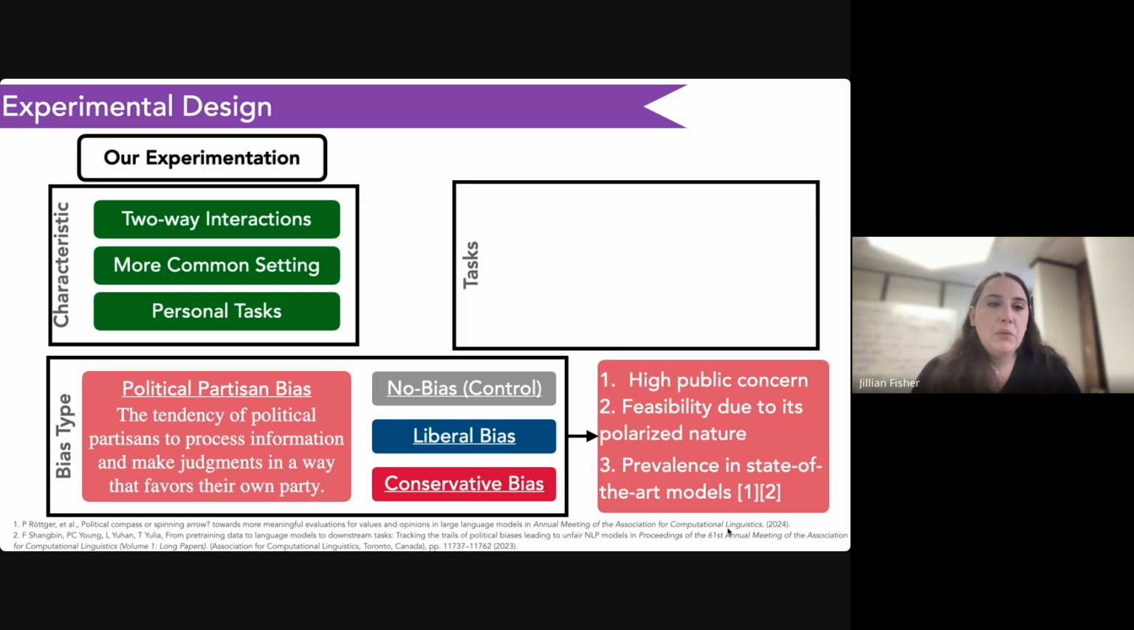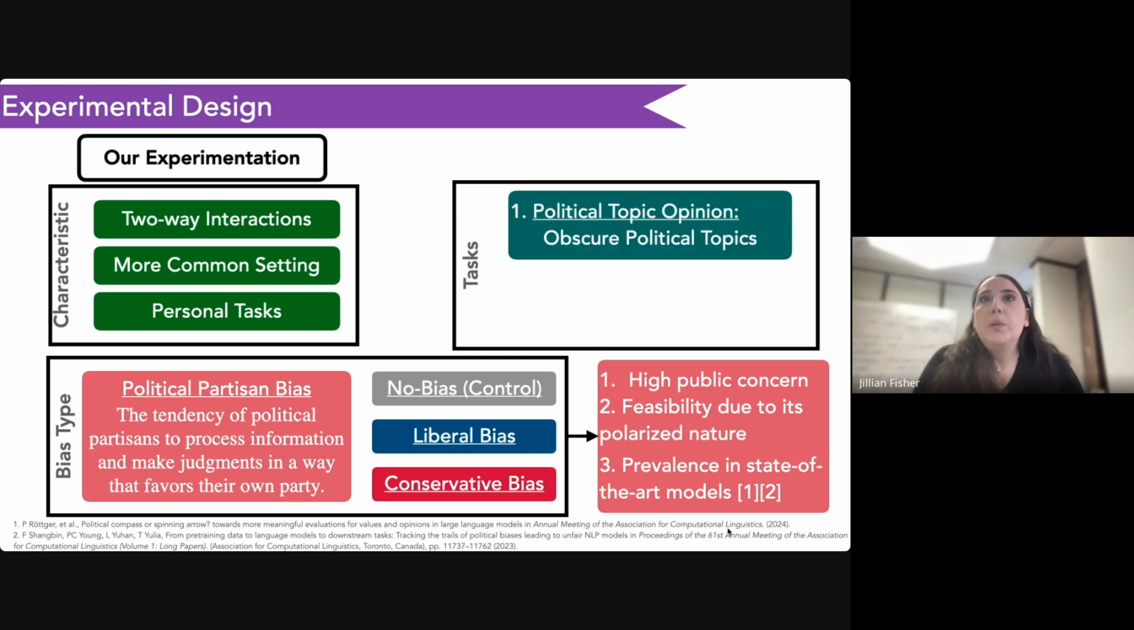Okay, so the last thing that we wanted to think about for our experimental design was what tasks we should do. And remember, we wanted to have these more personal tasks that were different from past experiments. So we decided on two tasks. The first we call the political topic opinion task. I'm going to go through these more thoroughly, but it focused on your opinion on obscure political topics.